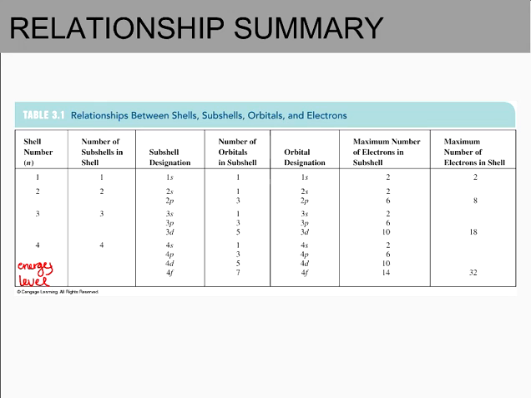So then in the final column, we have the maximum number of electrons in a shell. So in shell 1, we have 2. In shell 2, we can have 8 maximum electrons. In shell 3, we can have 18 maximum electrons. And in shell 4, we can have 32 maximum electrons. So hopefully seeing this table helps a little bit, especially if you didn't quite understand the number of electrons that I mentioned earlier.